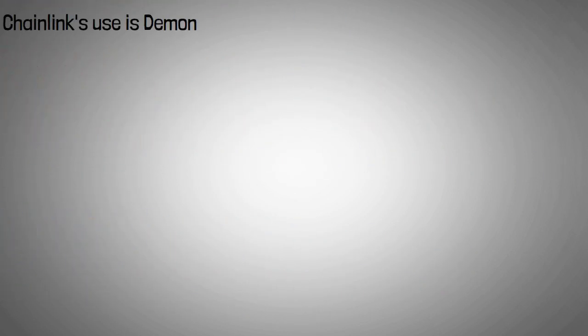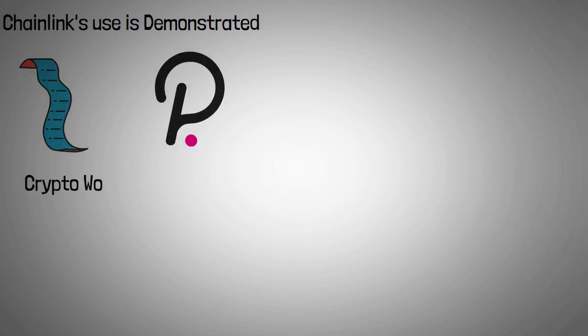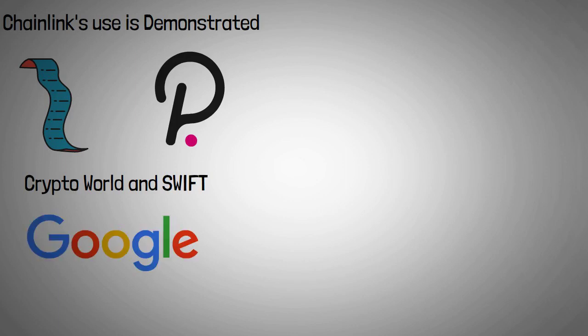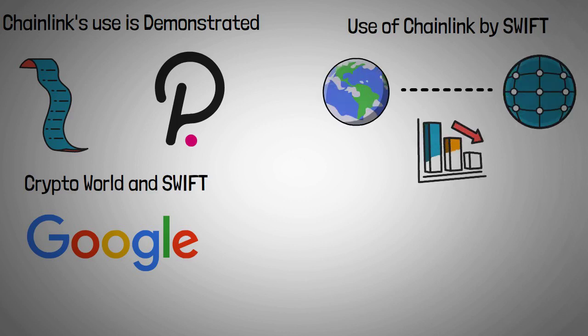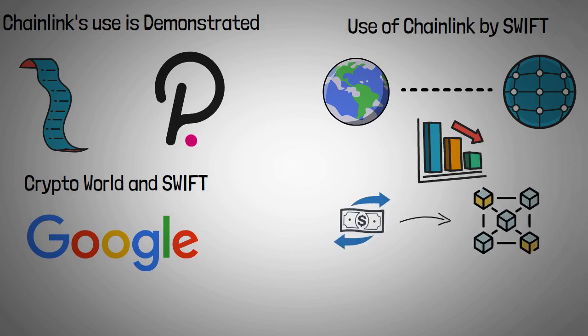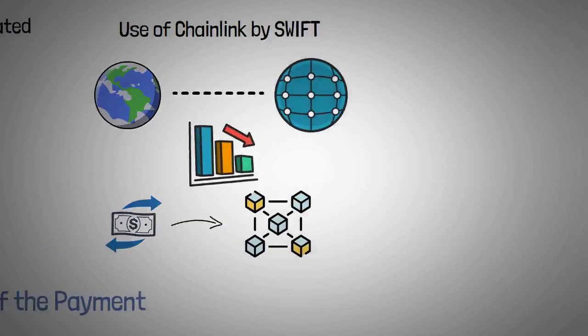Chainlink's use is demonstrated by its long list of partners, such as Polkadot and Synthetix from the crypto world and Swift and Google from the traditional business world. The use of Chainlink by Swift creates a seamless interaction between the traditional and crypto worlds while minimizing the potential points of failure. For instance, a real-world money transfer can be sent into the blockchain from Swift via Chainlink. Then proof the payment was received could be sent back via Chainlink to Swift.